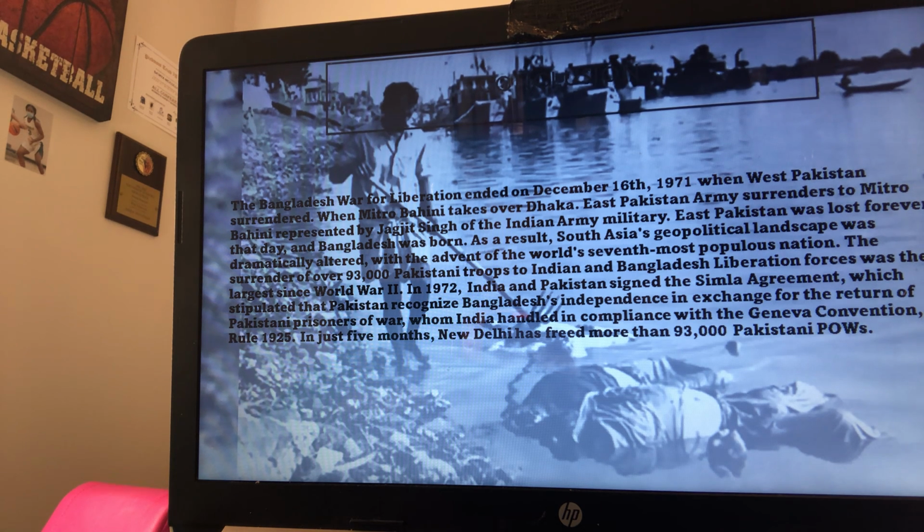As a result, South Asia's geopolitical landscape was dramatically altered with the advent of the world's seventh most populous nation. The surrender of over 9,300 Pakistani troops to India and Bangladesh Liberation Forces was the largest since World War II. In 1972, India and Pakistan signed the Simla Agreement, which stipulated that Pakistan recognized Bangladesh independence in exchange for the return of Pakistani prisoners of war, whom India handled in compliance with the Geneva Convention. In just 5 months, New Delhi freed more than 9,300 Pakistani POWs.